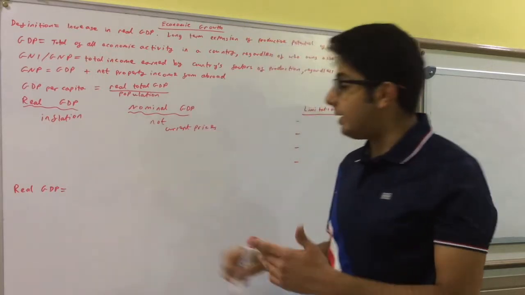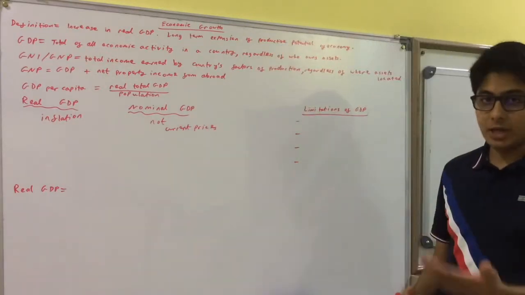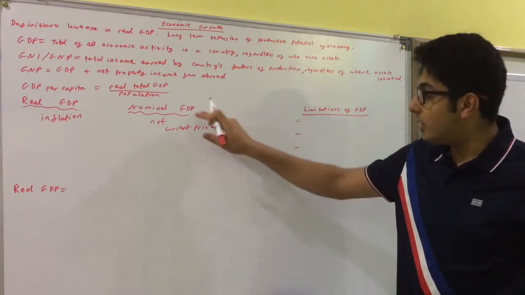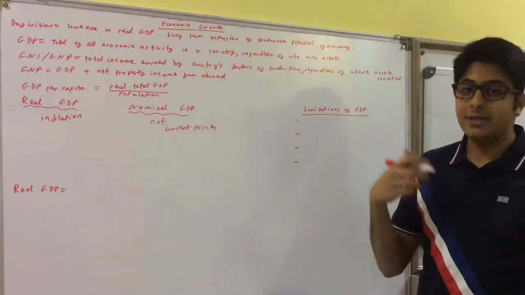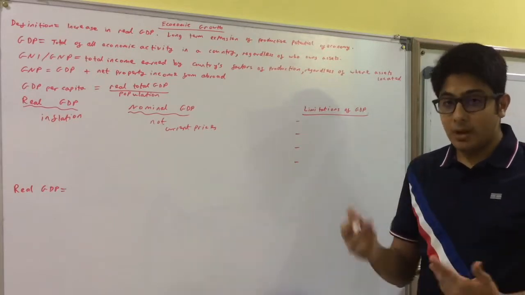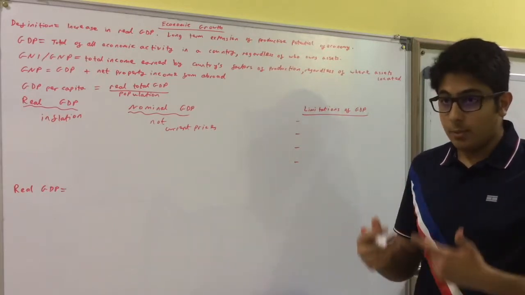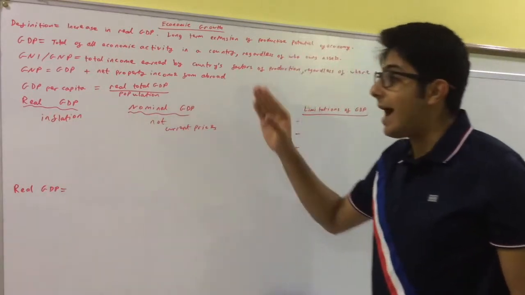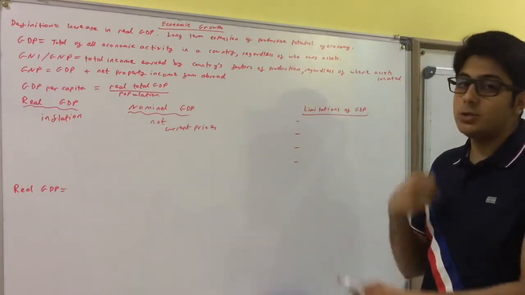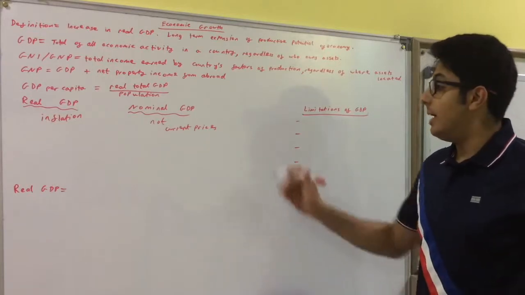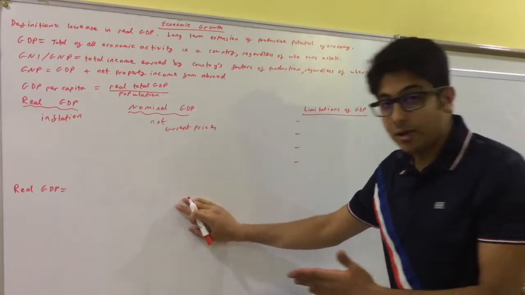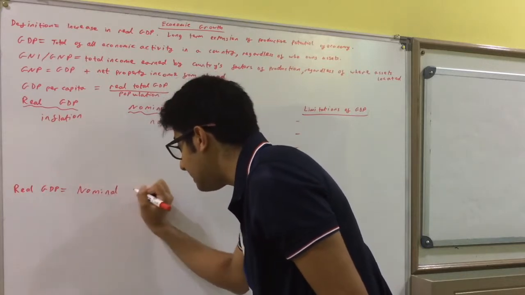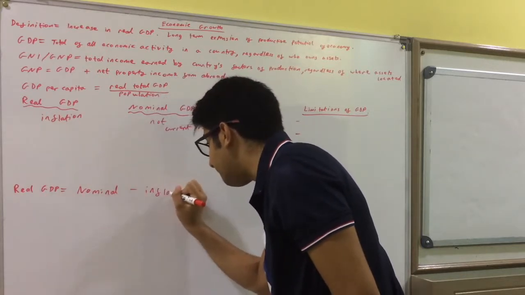So for example, in an economy, if there is high inflation, that may increase the value of the nominal GDP, but that does not necessarily mean that the country is experiencing actual sustainable economic growth. Okay, that's why we use real GDP, which is a more accurate measure, because it takes into account inflation. And real GDP is calculated by nominal GDP minus the inflation rate.